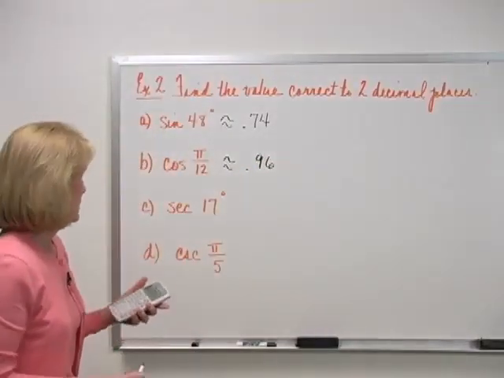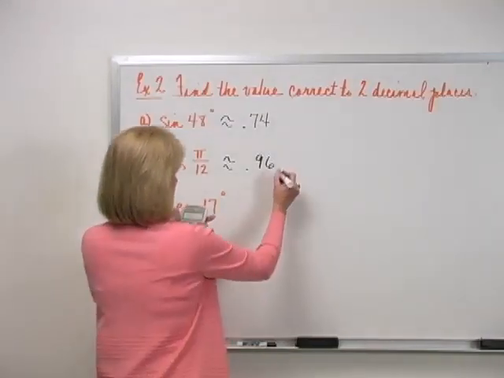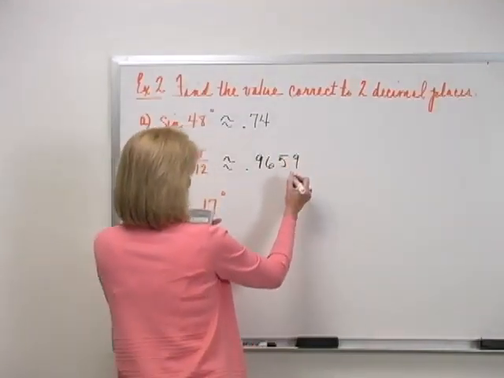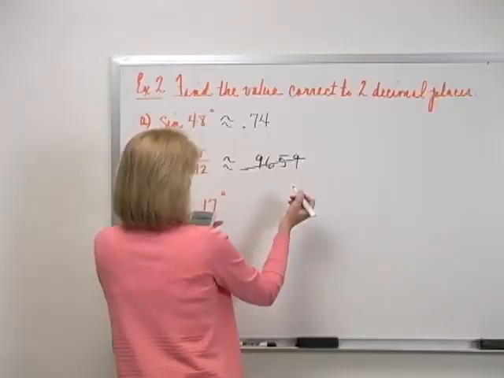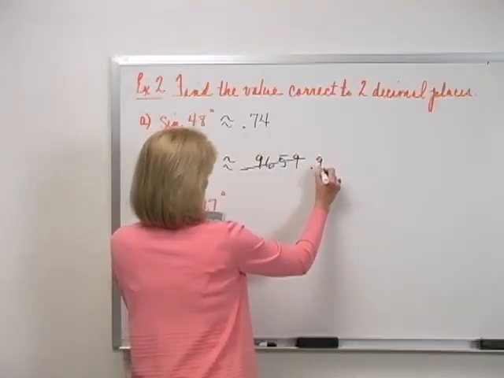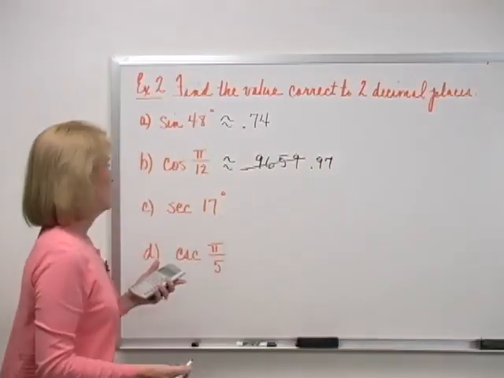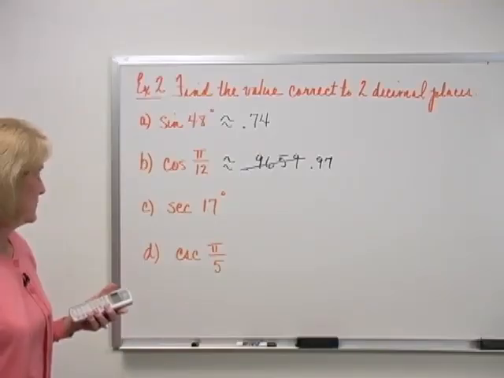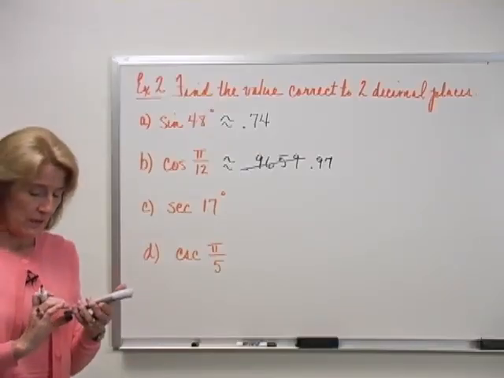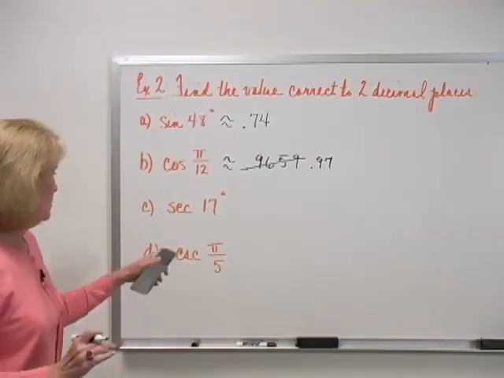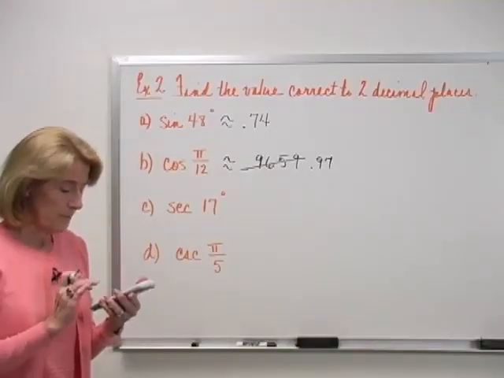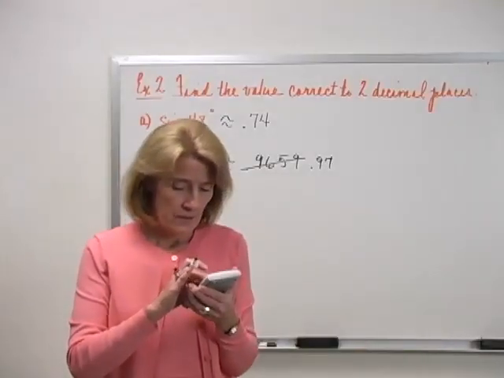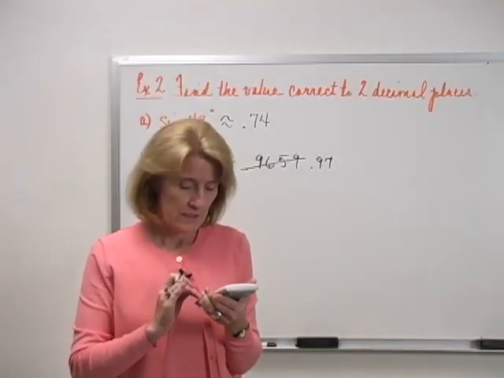Okay, now let's see. This was 9659, so when I round this, it should actually be 0.97. Be careful when you are rounding. Okay, let's clear the calculator, and let's go back to degree mode. Okay, so mode, degrees, enter.